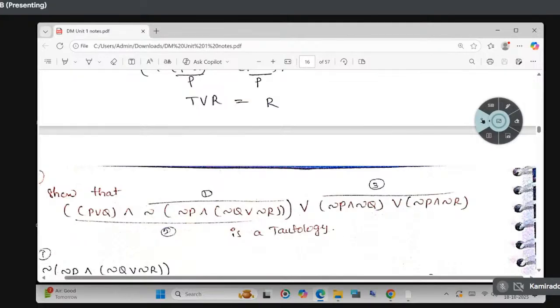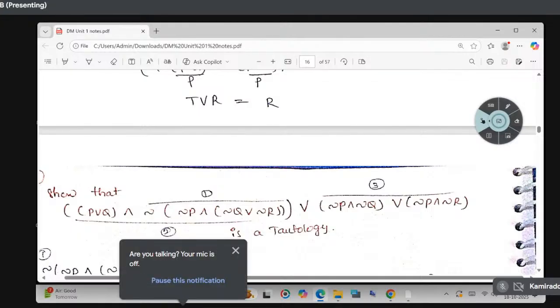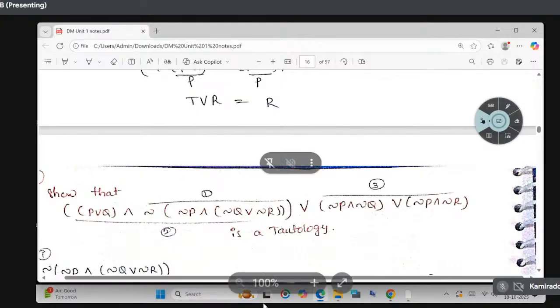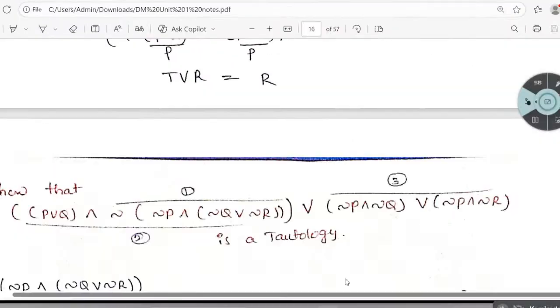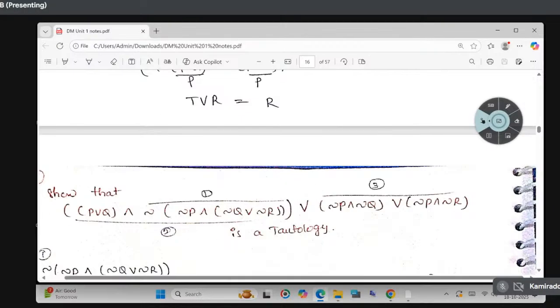So first write the question, then go for proving with the help of your laws only. Don't go for a truth table. By using truth tables, you are already doing those things perfectly. But go for the solution with the help of logical equivalences only.